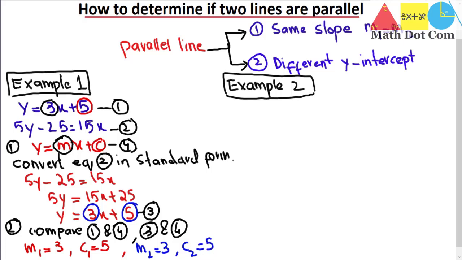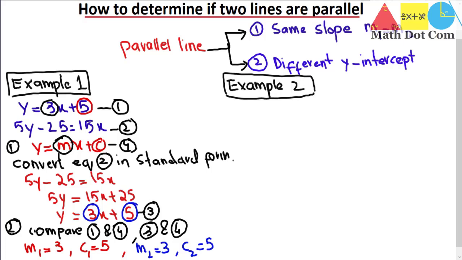Now it is clear here that condition 1, that is m1 is equal to m2, is being met, but condition 2, that is different y-intercept, is not met here. So you can say that the two lines are representing the same line. Only the second line is the scaled version of the first line. So it means both the lines are the same.